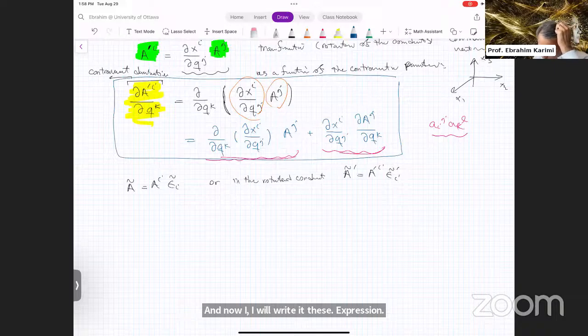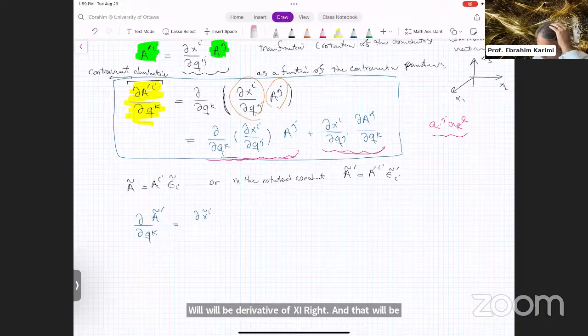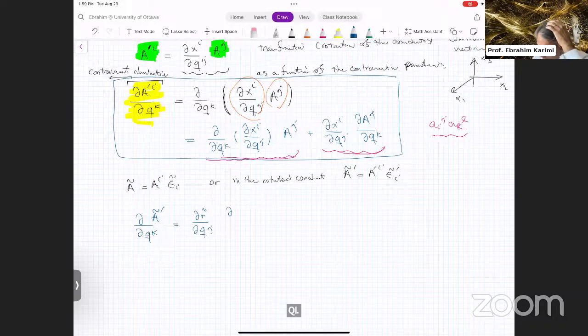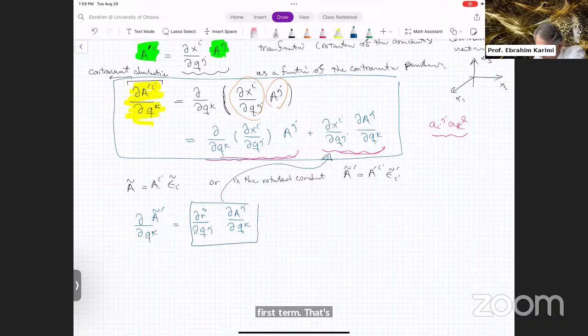So the first component, if I want to go with the vector notation, will be the derivative with respect to QK of A prime, right? And the second term will be the derivative of Xi, and I have to write it in this way, with respect to Qj, and that will be the derivative of Aj with respect to QK. That's the first term.